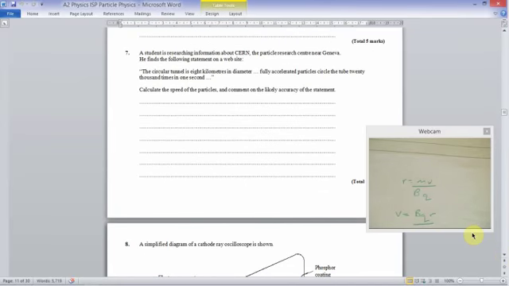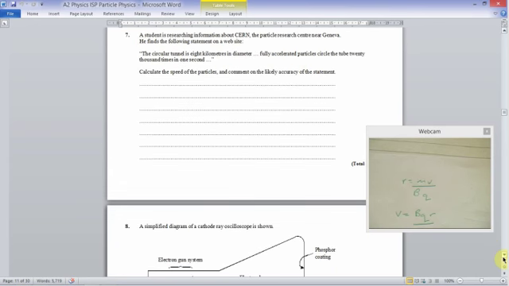So we've got a student investigating CERN, and they're given a bit of information about CERN. The tunnel is 8 kilometers in diameter, and the fully accelerated particles circle the tube 20,000 times in 1 second. So that's 20,000 hertz, essentially the frequency, the number of times it goes around, in 1 second. That's a crazily large amount. Calculate the speed of the particles and comment on the likely accuracy of this statement. So we want to figure out what speed these particles are going at, and therefore whether this statement's accurate or not. So speed is equal to distance over time.